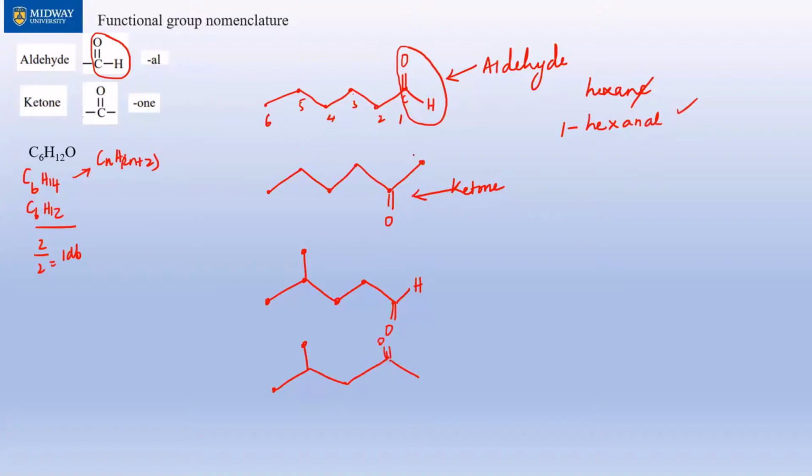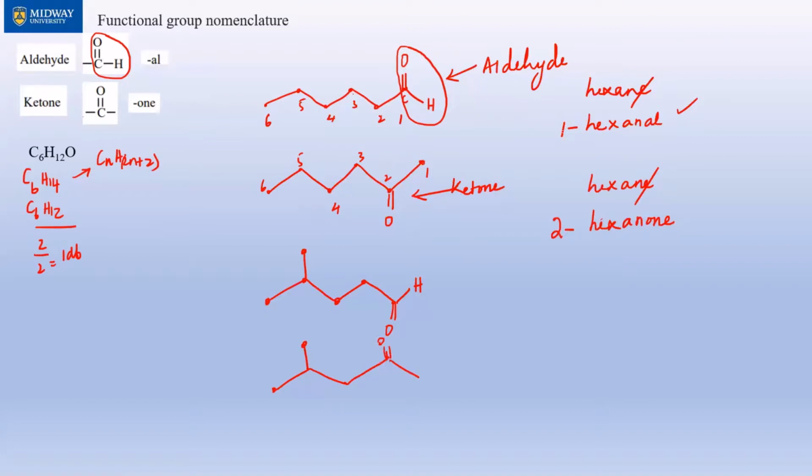Similarly, this is ketone. You start numbering from the side that's closer to the end to which the functional group is attached. So 1, 2, 3, 4, 5, and 6. So it's a hexane again. So to name the ketone, you get rid of the E and replace it with ONE, so hexanone. Where is it located? In the second position, so it's 2-hexanone.